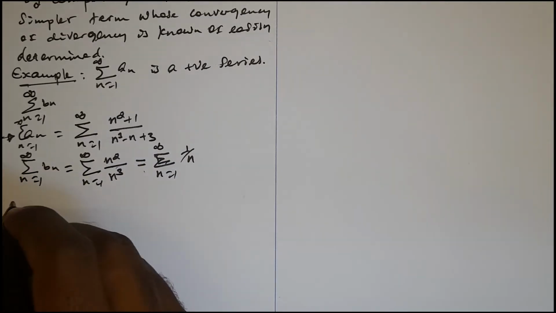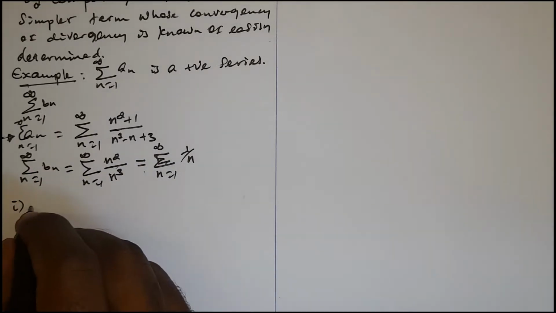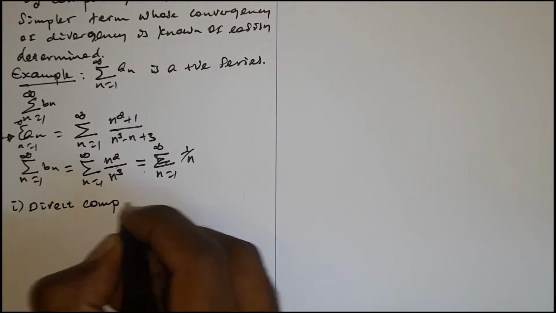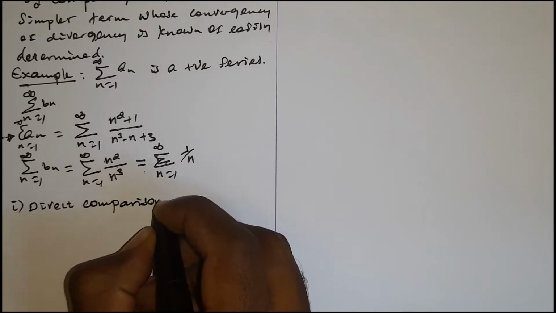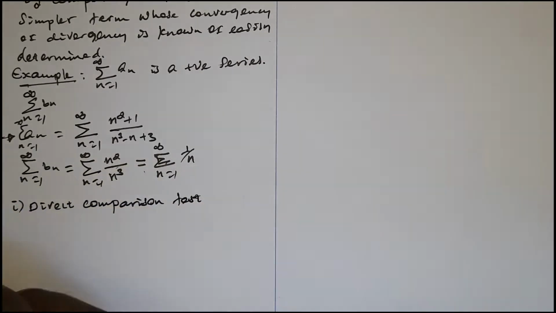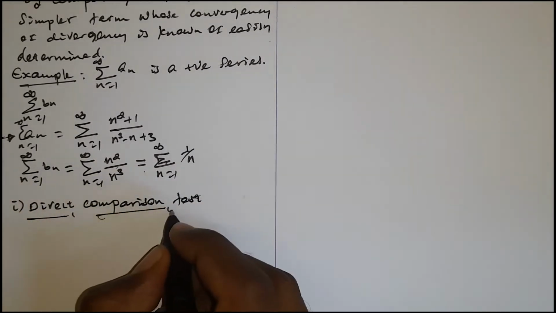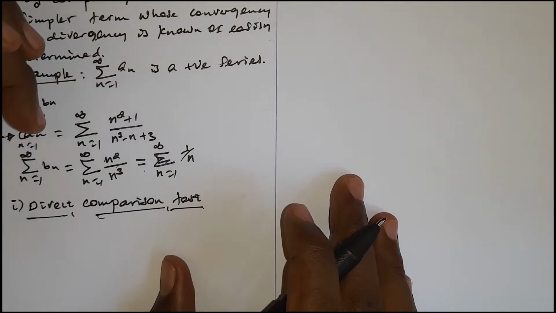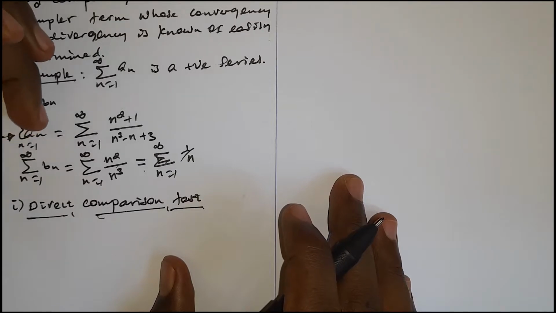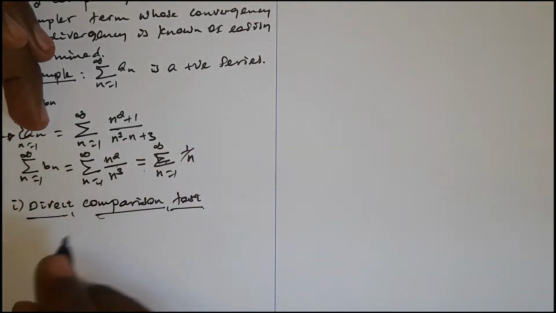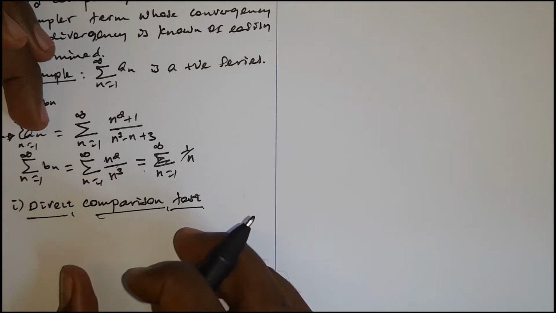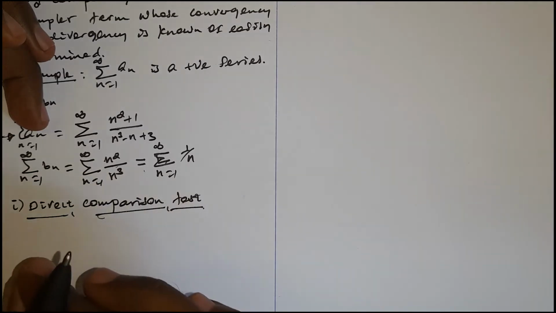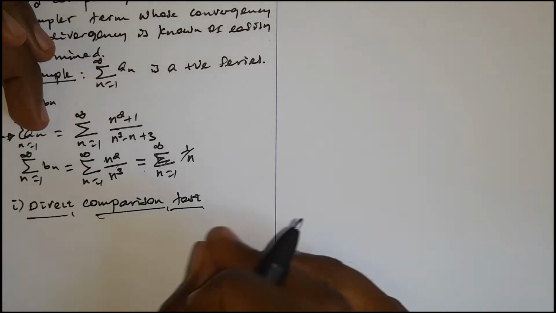The first one is the direct comparison test. Under this methodology or this technique, we compare two series directly and determine the convergence of one series depending on another series.